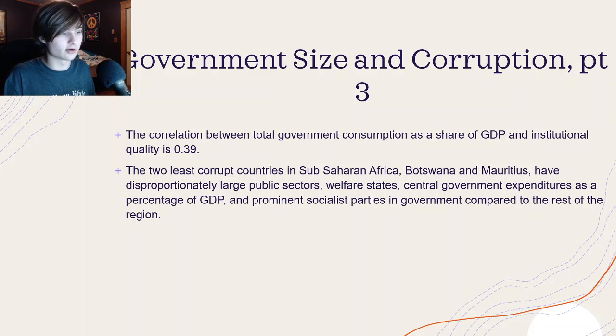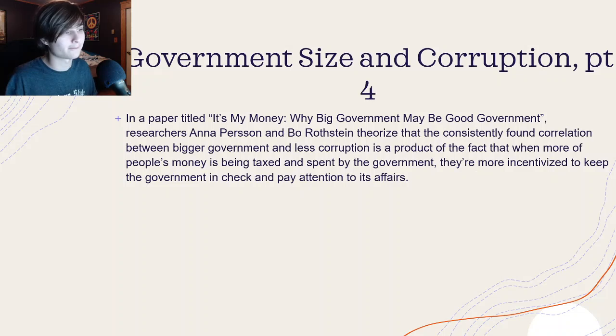The two least corrupt countries in sub-Saharan Africa, that being Botswana and Mauritius, probably completely butchered that name, but we're moving on, the show must go on, have disproportionately large public sectors, welfare states, central government expenditures as a percentage of GDP, and prominent socialist parties in government, which advocate for obviously big social spending and so on, compared to the rest of the sub-Saharan African region.